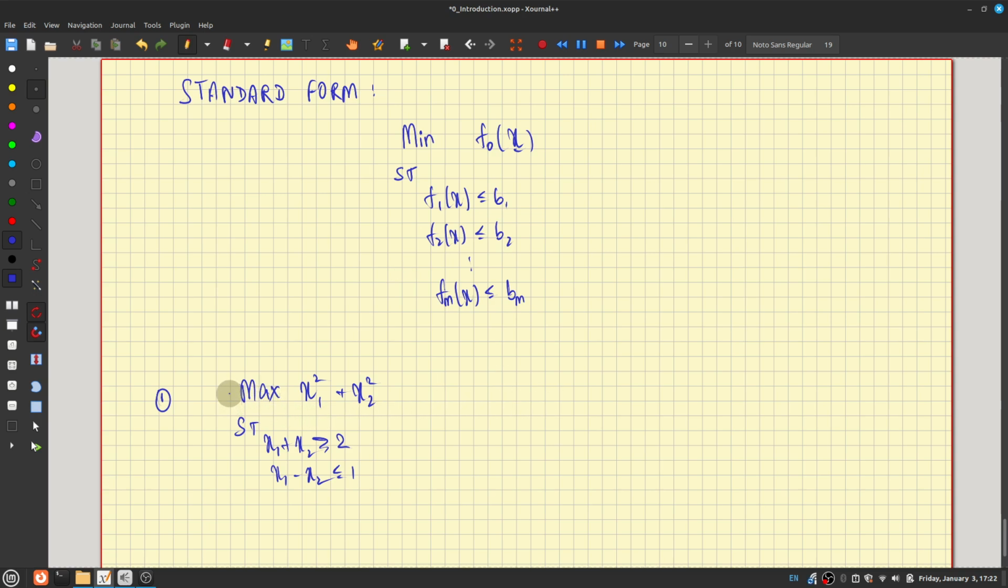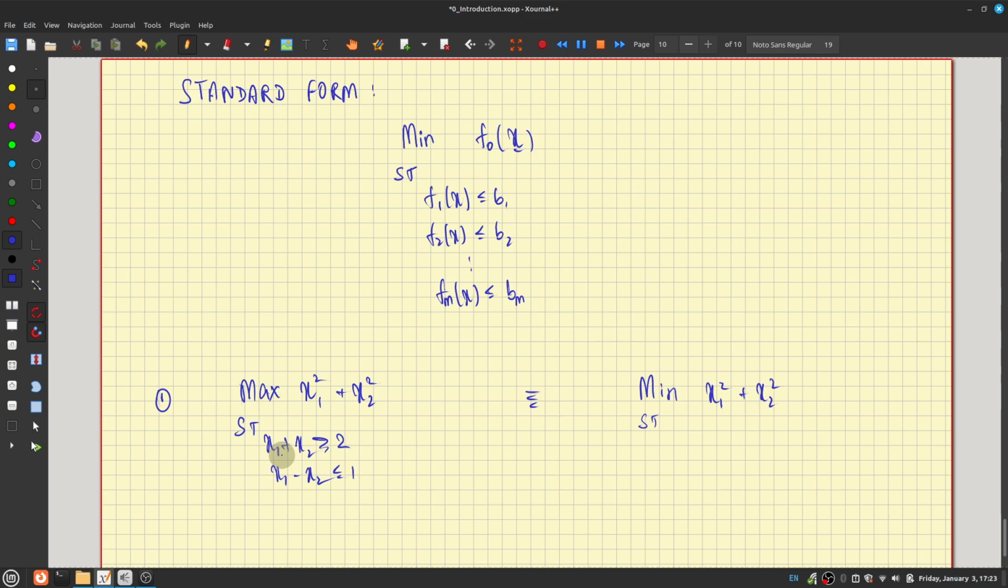Okay, so basically if I have a maximization problem, maximizing a function is the same as minimizing the negative of that particular function, right? So if you want x1 square plus x2 square to be large, then it's the same as asking for minus x1 square minus x2 square to be small. So this is equivalent to minimizing minus x1 square minus x2 square subject to, is the first constraint in the standard form? It is not.